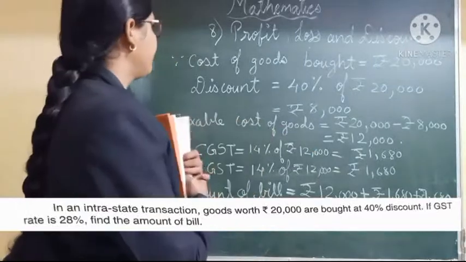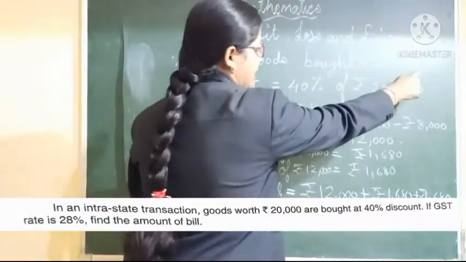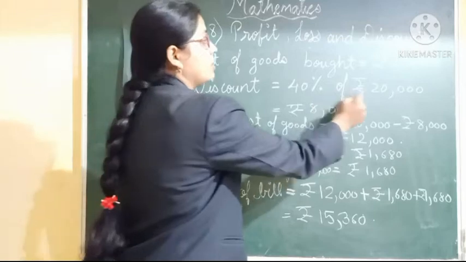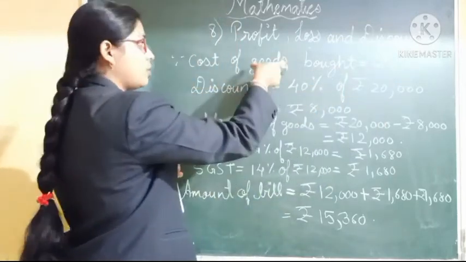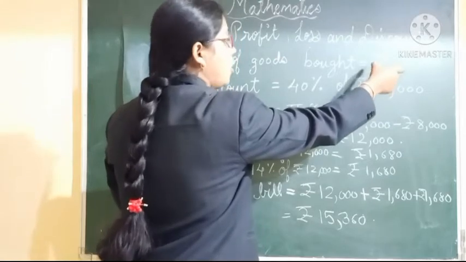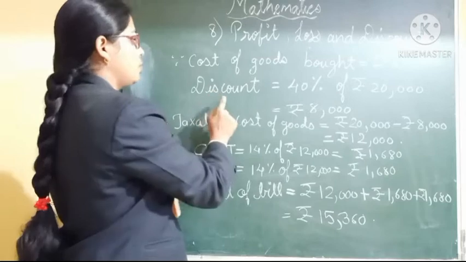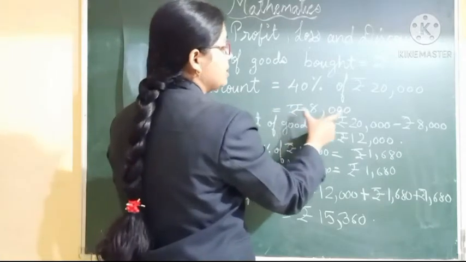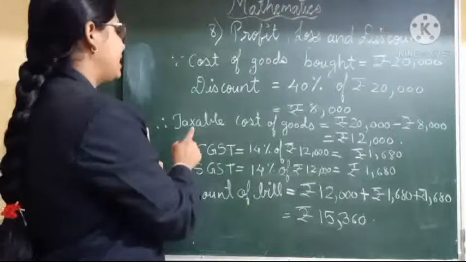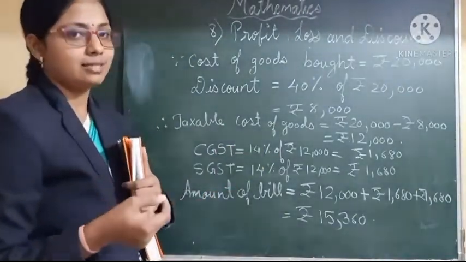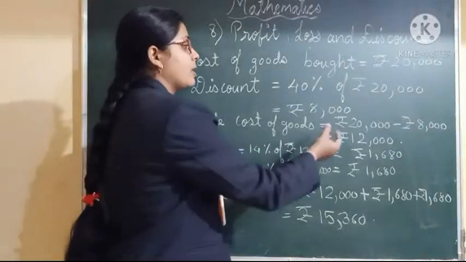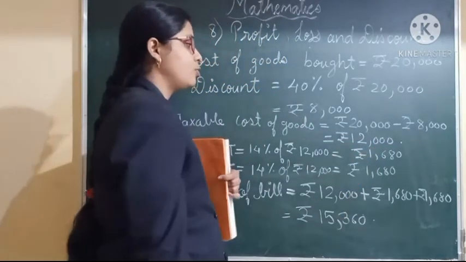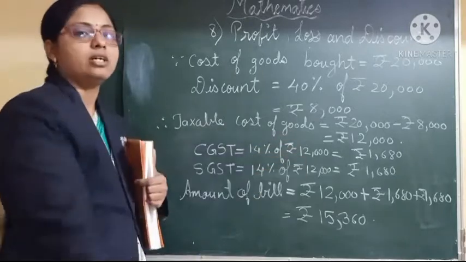So what will be the total bill that we have to find out? Let us have a look here. Cost of goods bought, that we know, is 20,000. Then the discount will be 40% of this, meaning 40% of the cost of those goods, whatever the cost price is, on that 40% discount they got. So the discount will be rupees 8,000. Then afterwards, we have to find the taxable cost of the goods. That will be 20,000 minus the discount, which is subtracted, and we will get the answer as rupees 12,000, which is the taxable cost of the goods.